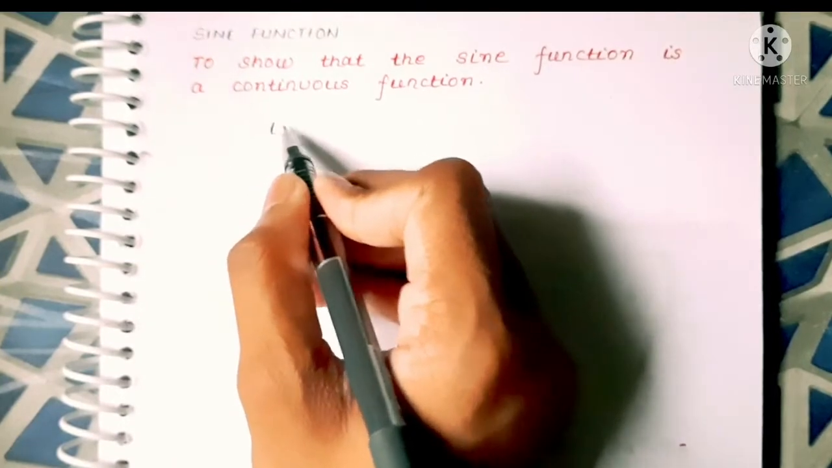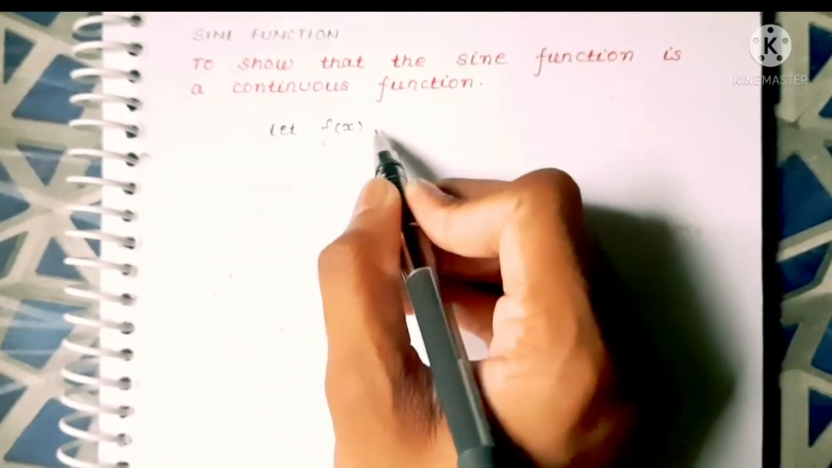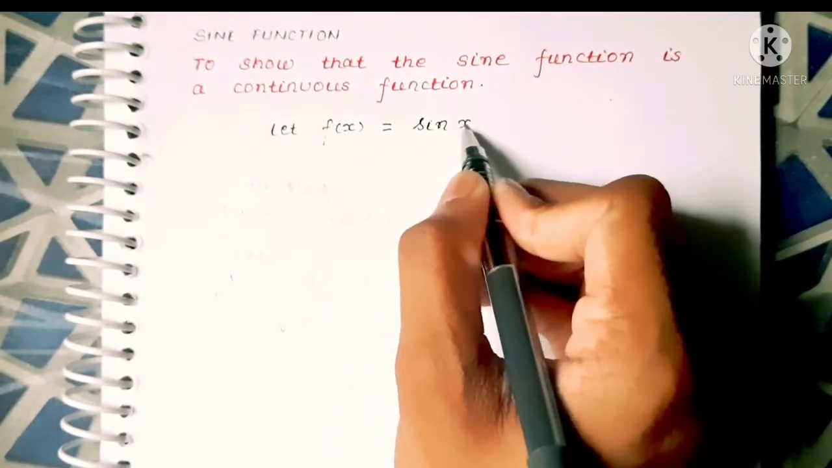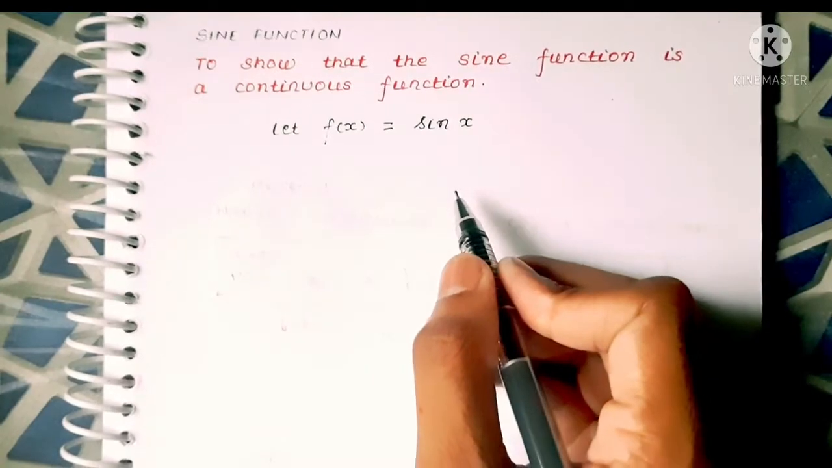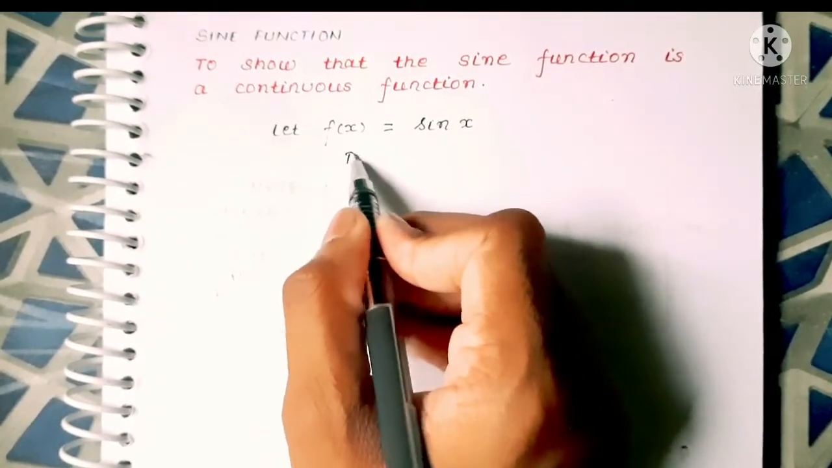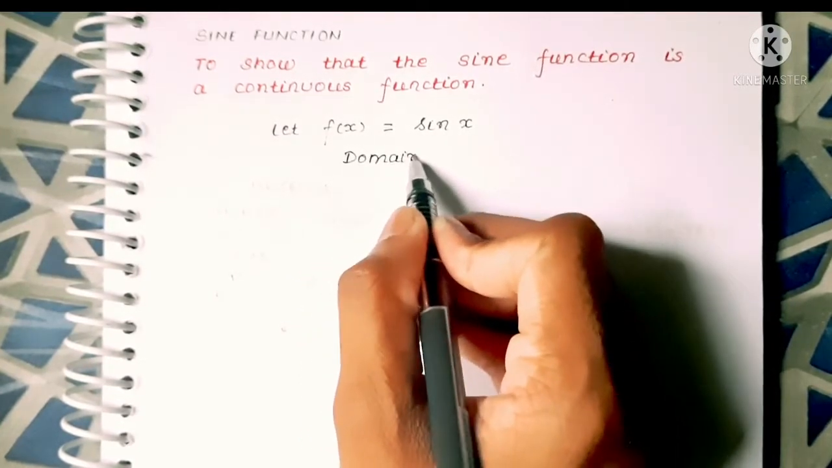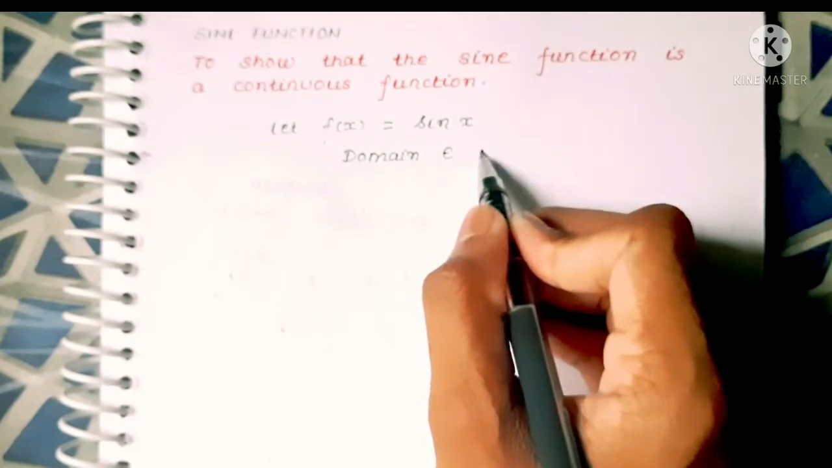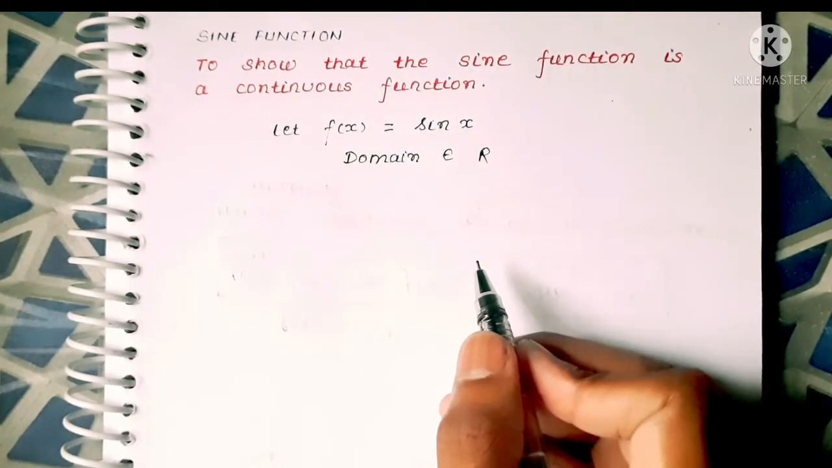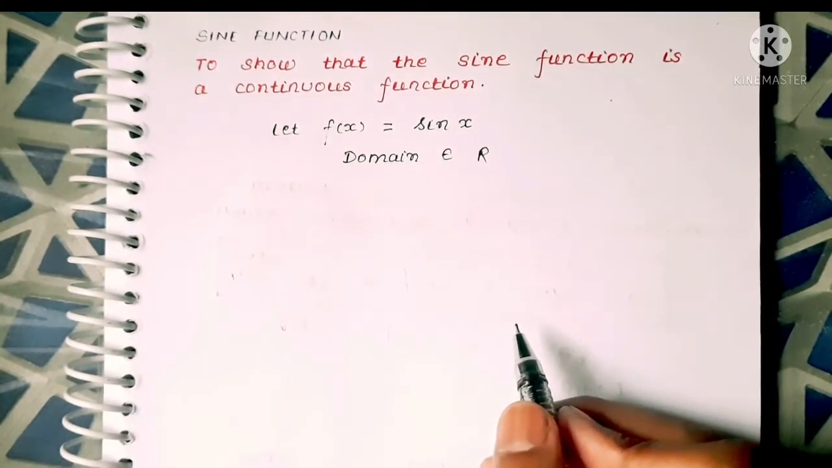So we will write: let f(x) be a function equal to sine of x. Here the domain of the function sin x is all real numbers, that is, it is continuous on the domain for all real numbers. Sin function is a continuous function.